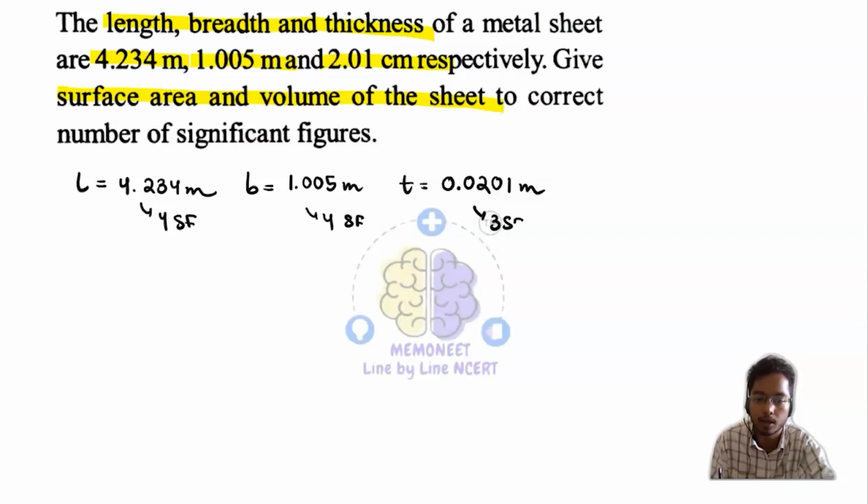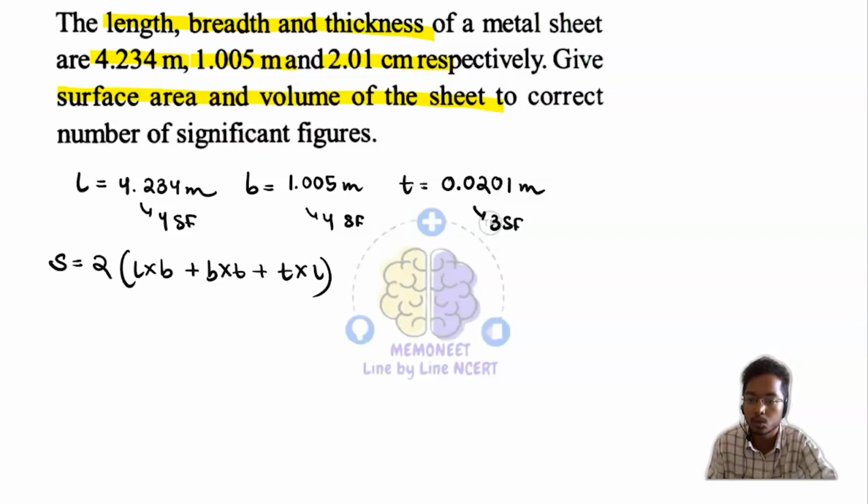Okay, so here there are 4 significant figures, 4 significant figures, and here there are 3 significant figures. So we know the surface area of the cuboid, let's say S, is equal to 2 times (L into B plus B into T plus T into L). If we put all of this in and calculate, the answer will come to be 8.720978 meter square.